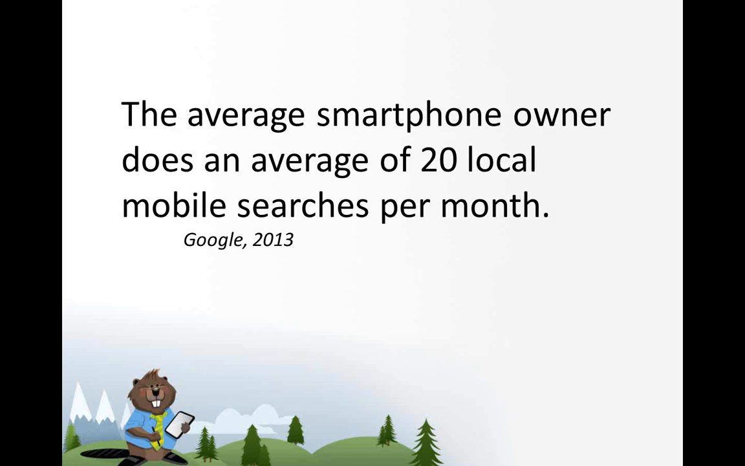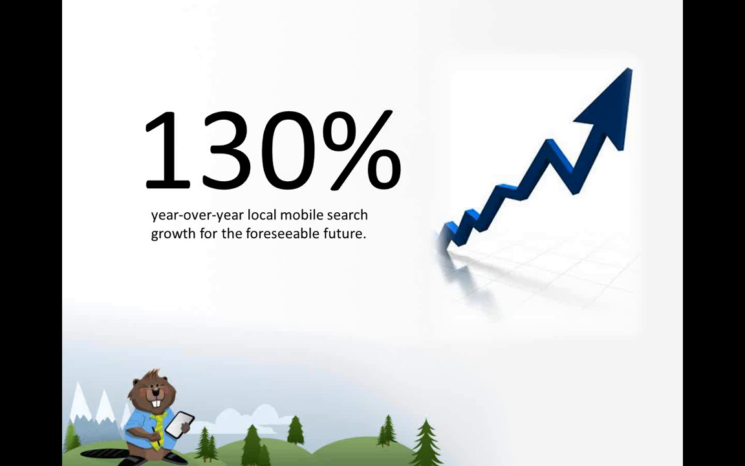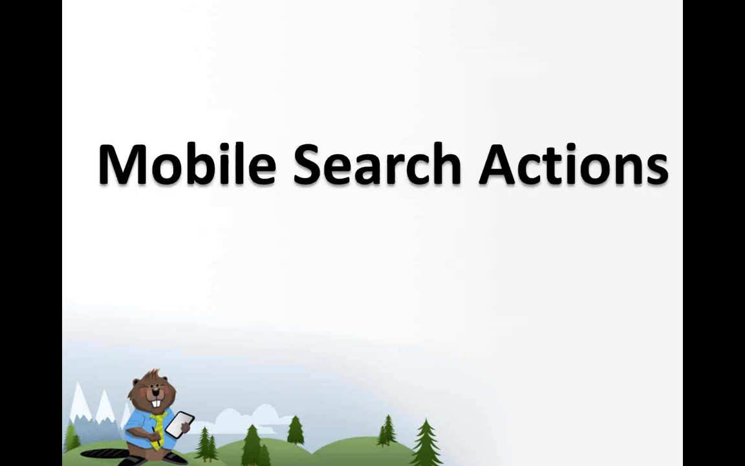Maybe it's for contact info of a business I need to call. Maybe it's for a product I'm researching and I just have a second while I'm in line at the grocery store and I want to look. This is incredible data. It changes the entire marketing landscape. And then Google also says that year-over-year local mobile search growth will be about 130% for the foreseeable future. So this isn't just a one-time shot in the dark, an anomaly in the data. Google says that year-over-year, for as far out as they can see, we're talking about 130% annual growth in local mobile search.